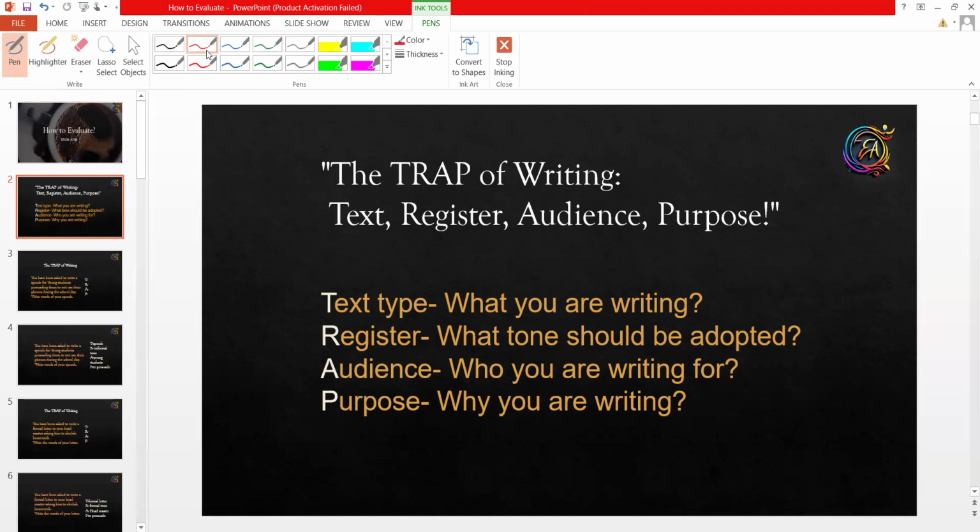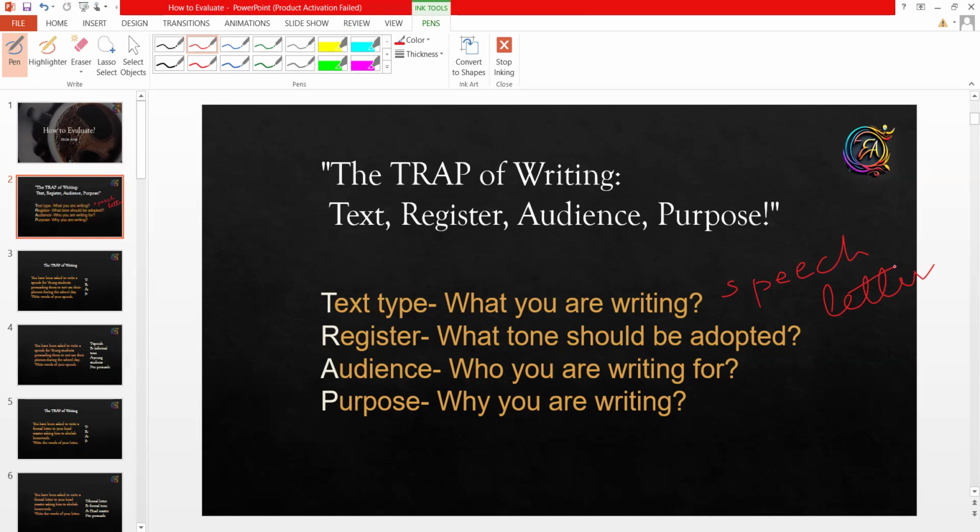The text type. What are you writing? Whether it is a speech or you are given a letter. We are going to answer here to ourselves. It's not written anywhere, but the text type may be a speech, a letter, a magazine article, or report writing. So what you are required to write, what you will be writing.